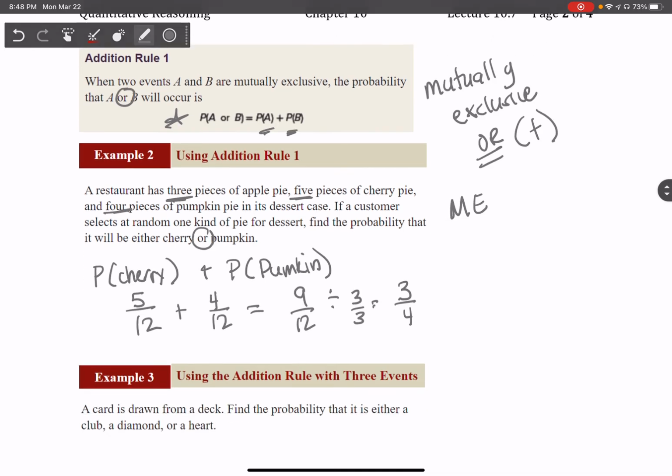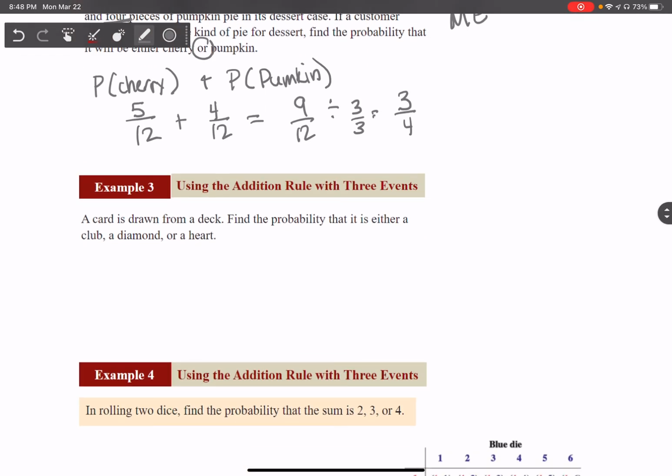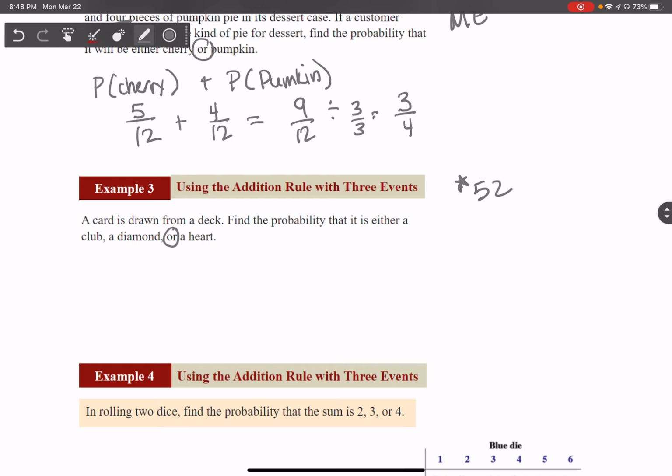All right. Using the addition rule for 3 events. A card is drawn from a deck. Find the probability that it is either a club, a diamond, or a heart. Once again, I'm looking for my total of cards. In a deck of cards, we have 52, and you'll need to know this a lot for the rest of this section and for the next section. We have 52 total cards in a deck of cards. So in the deck of 52 cards, we have 13 clubs, we have 13 diamonds, and we have 13 hearts.